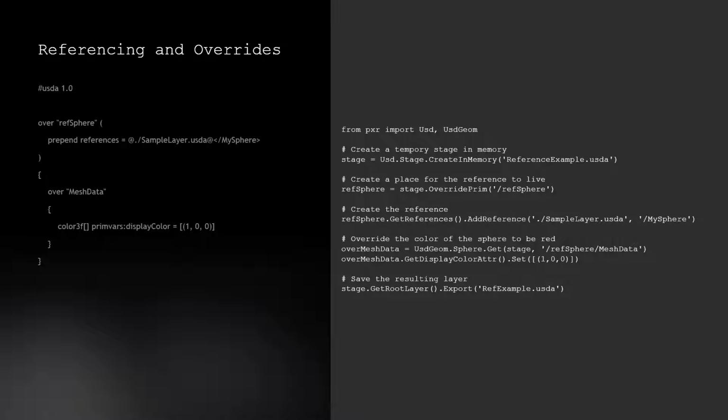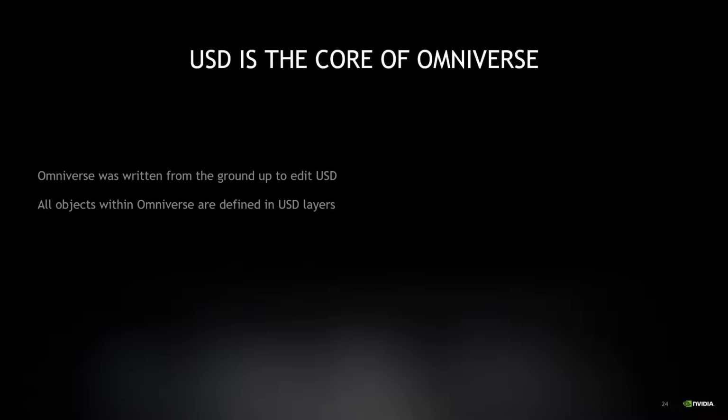So we took the sphere and we made only the sphere red, but we didn't have to duplicate the rest of the information in the scene to do that. So that's composition, and super important to what USD is.